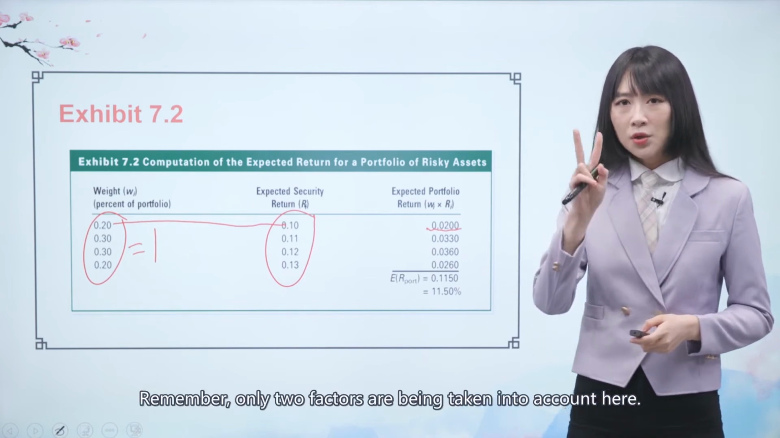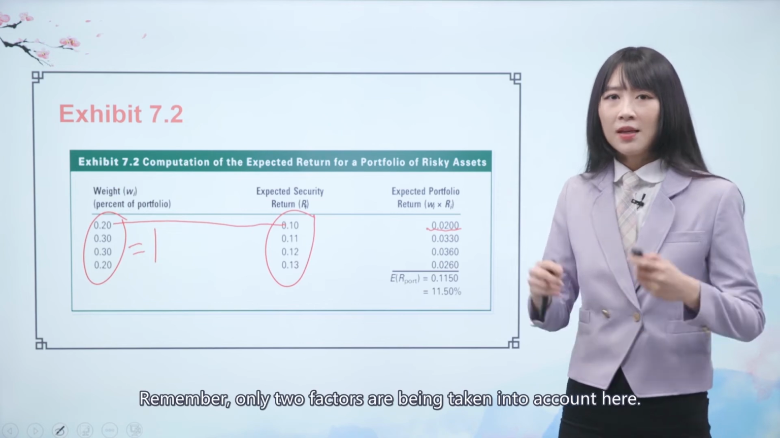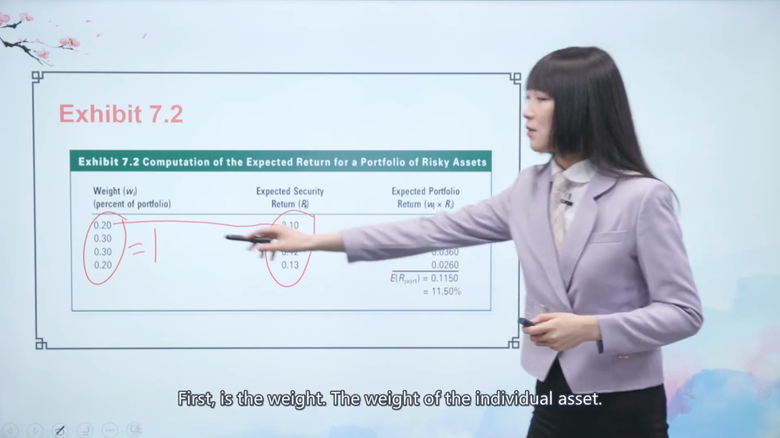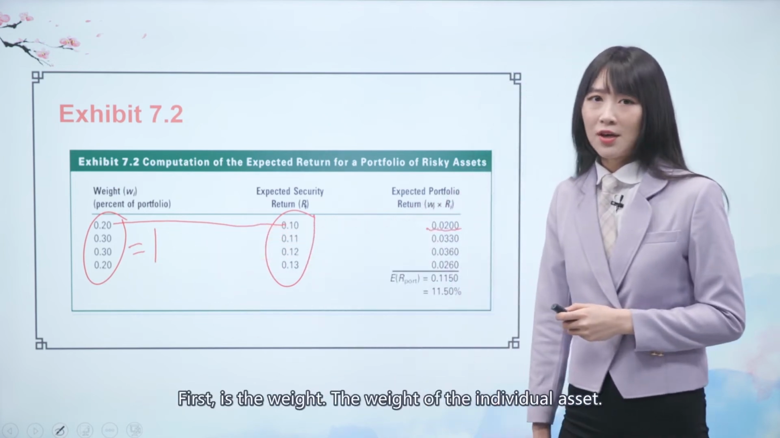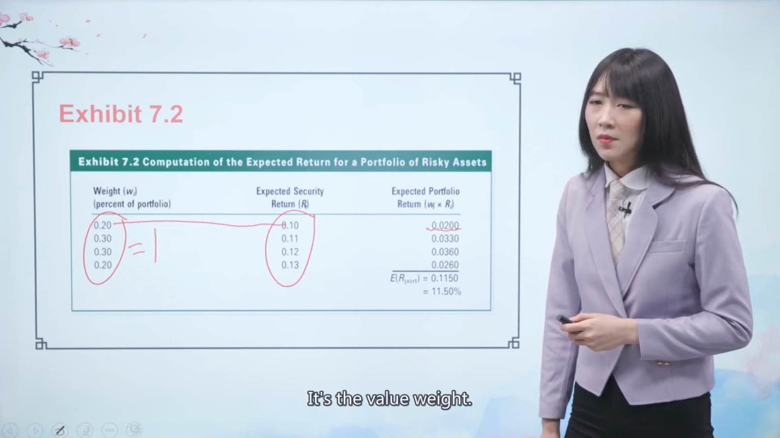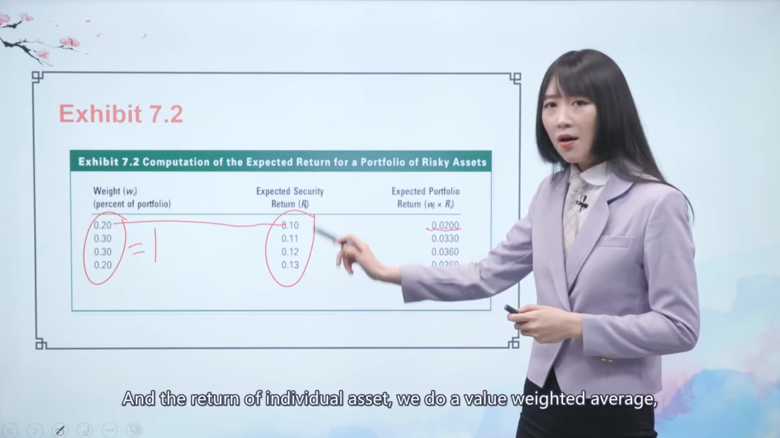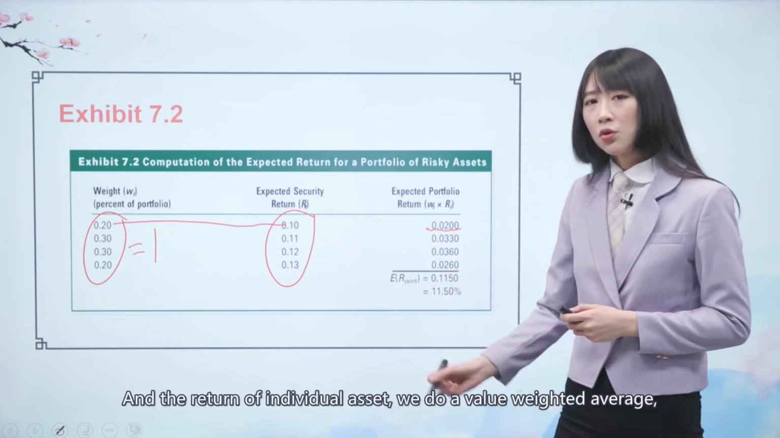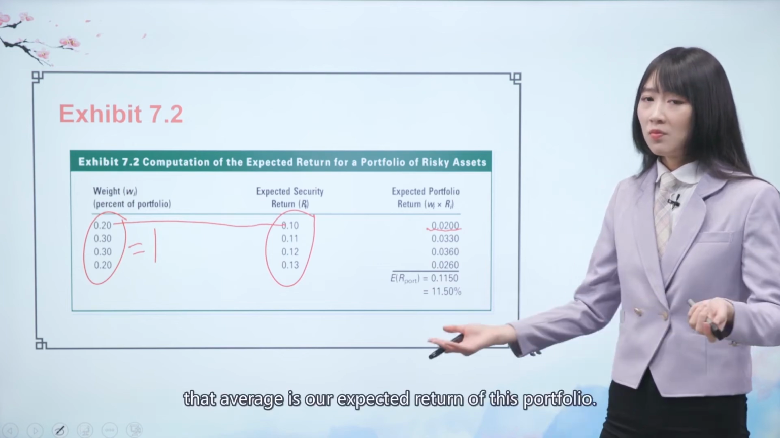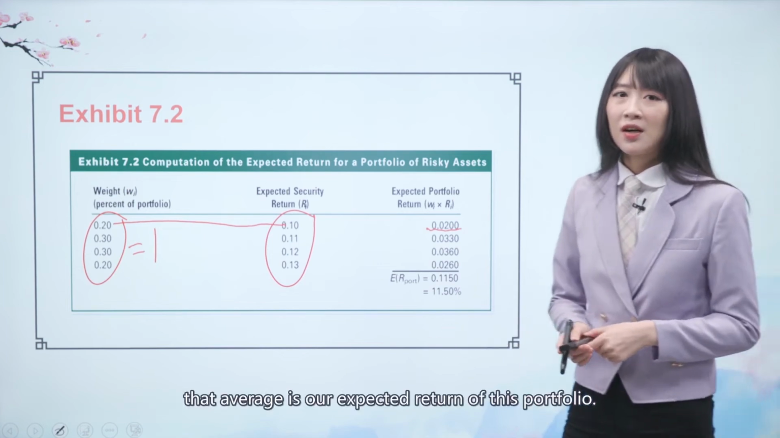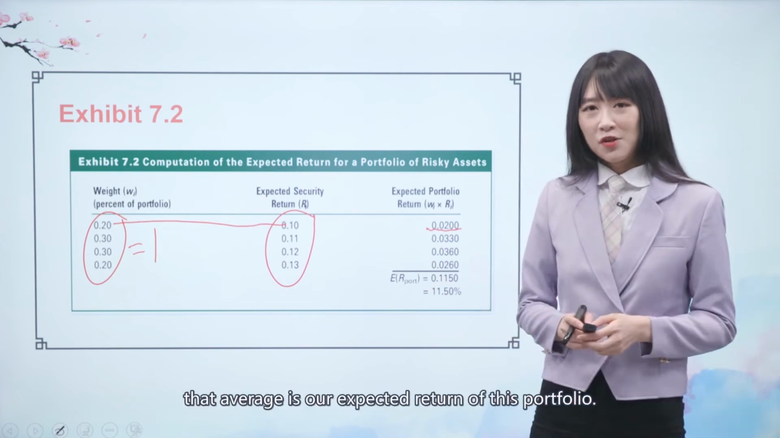Remember, only two factors are being taken into account here. First is the weight of the individual asset. It's the value weight. And second, the return of the individual asset. We do a value weighted average. That average is our expected return of this portfolio.